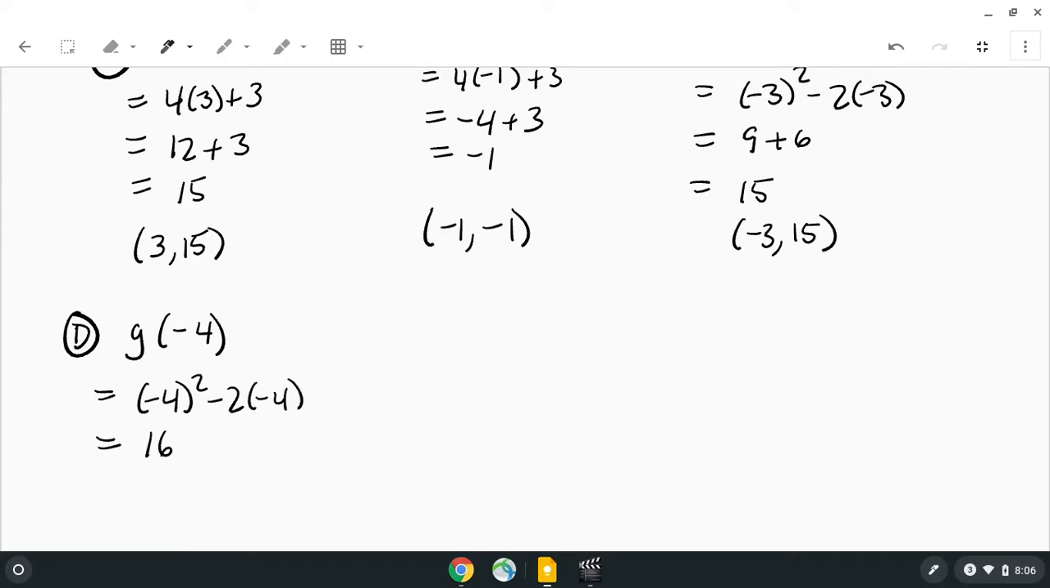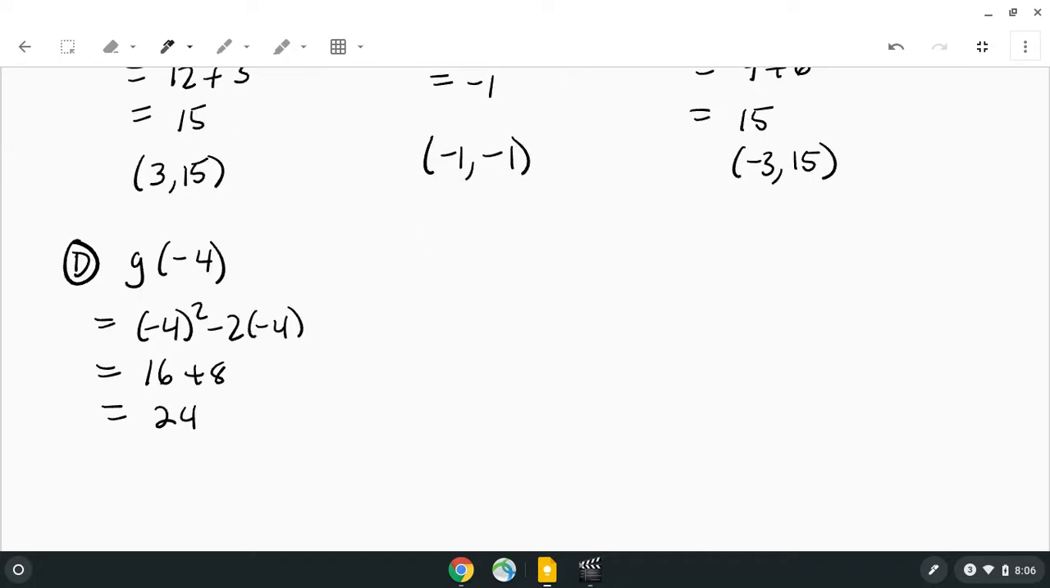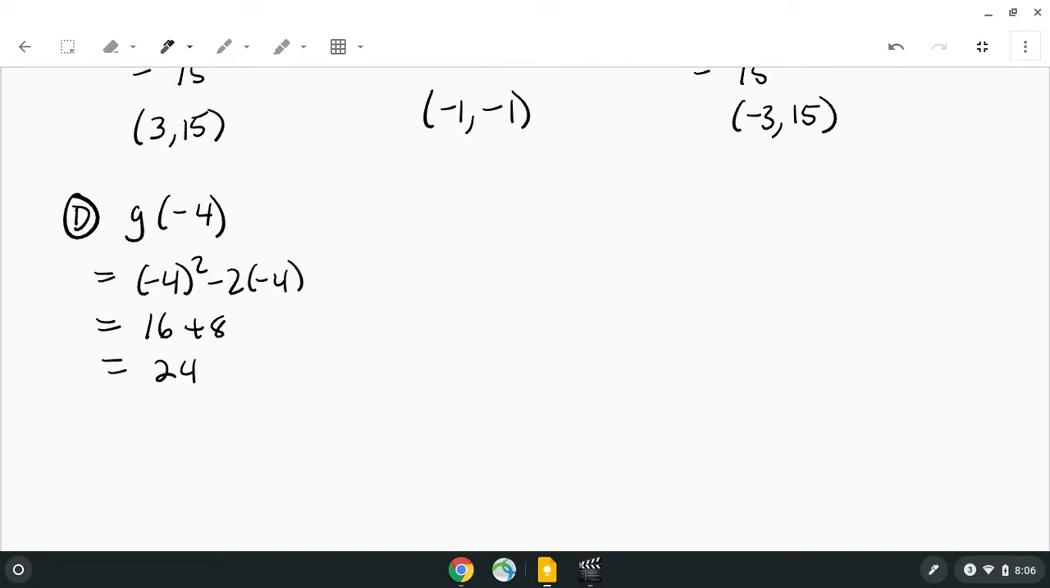Okay, so plus 16, double negative there becomes 8. So we get 24. So here, the coordinates are x is -4 and y is 24. Okay, and let's go ahead and try this one.